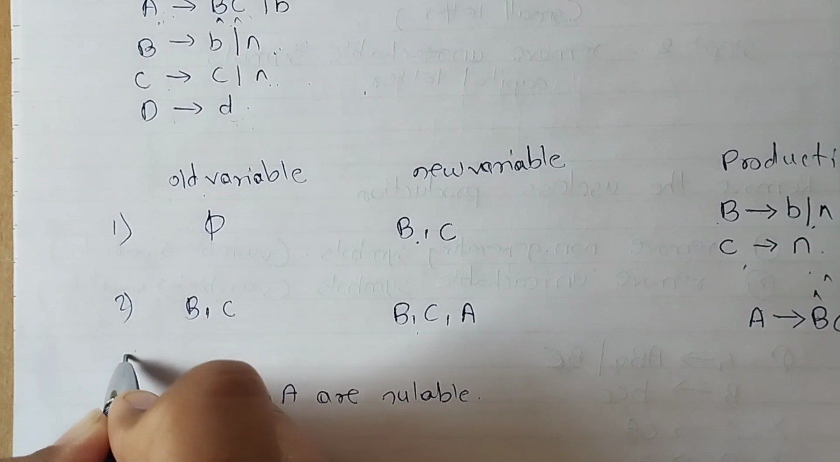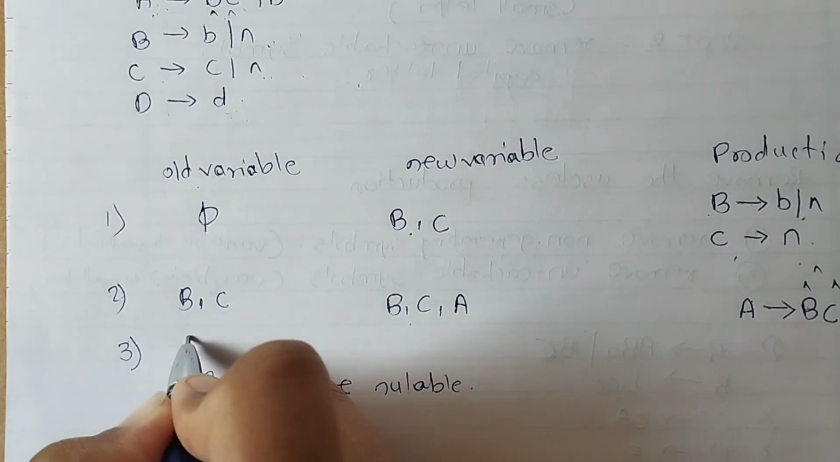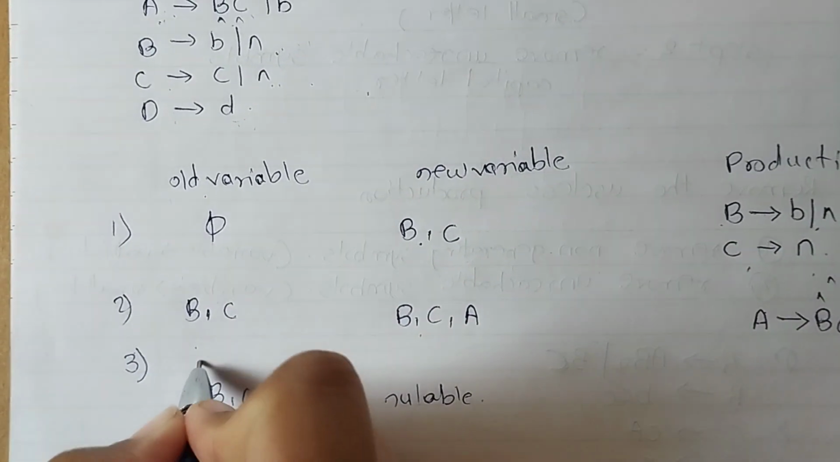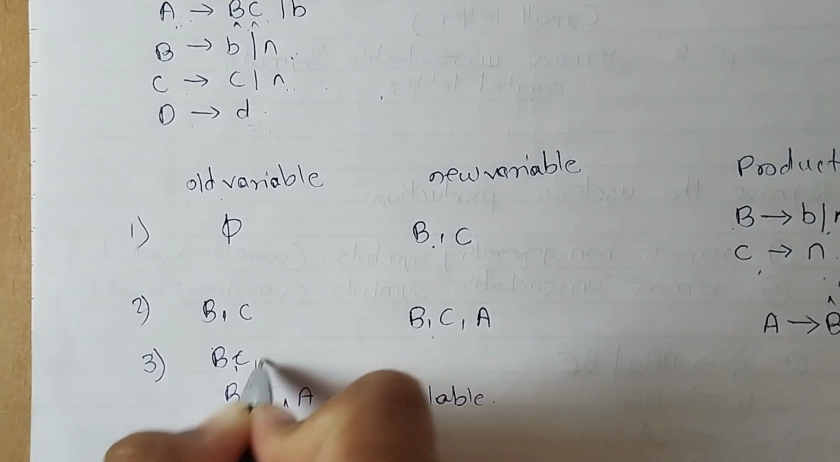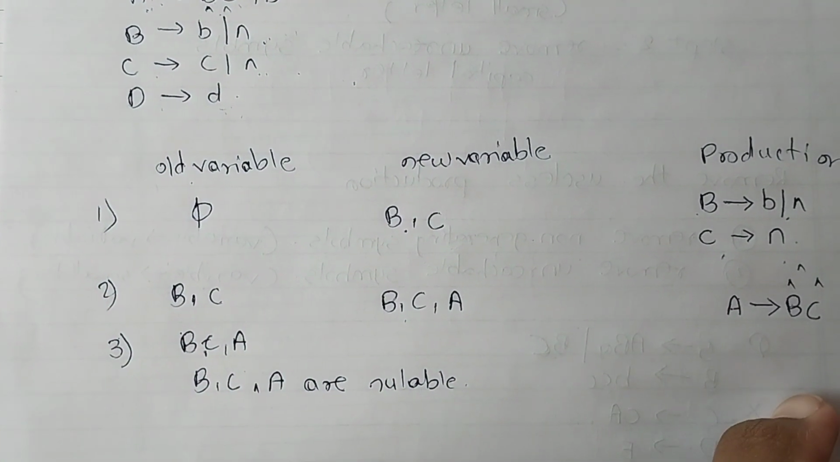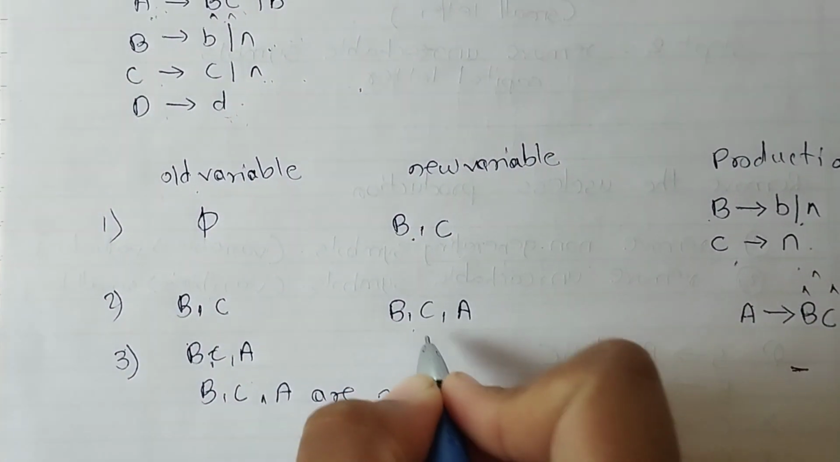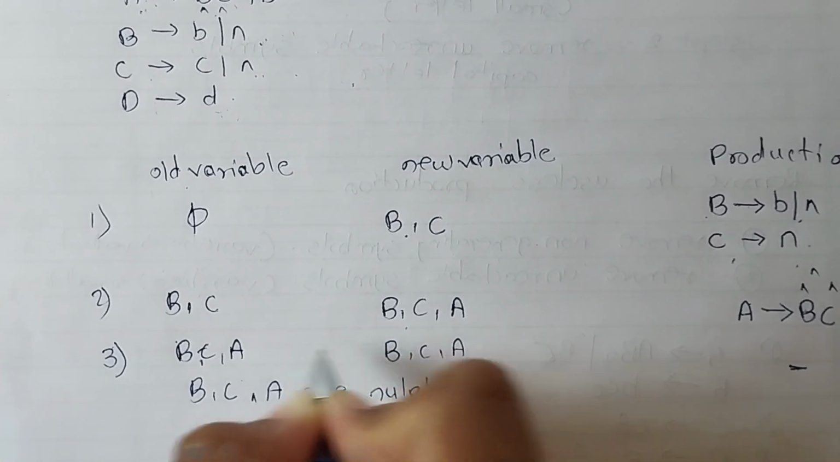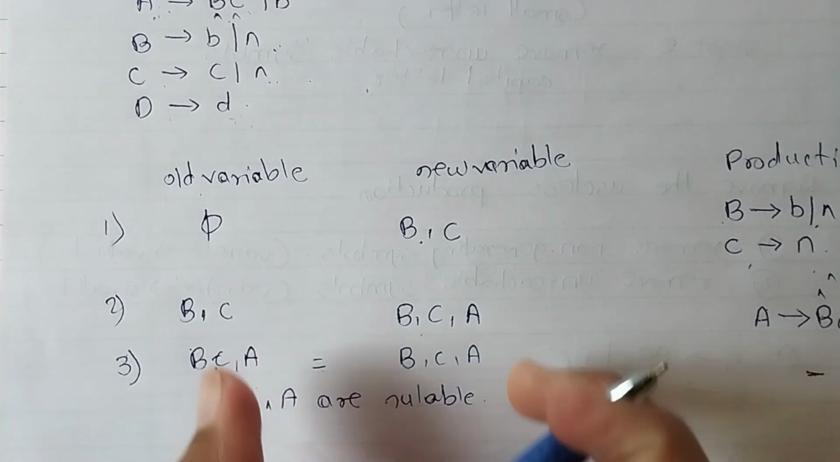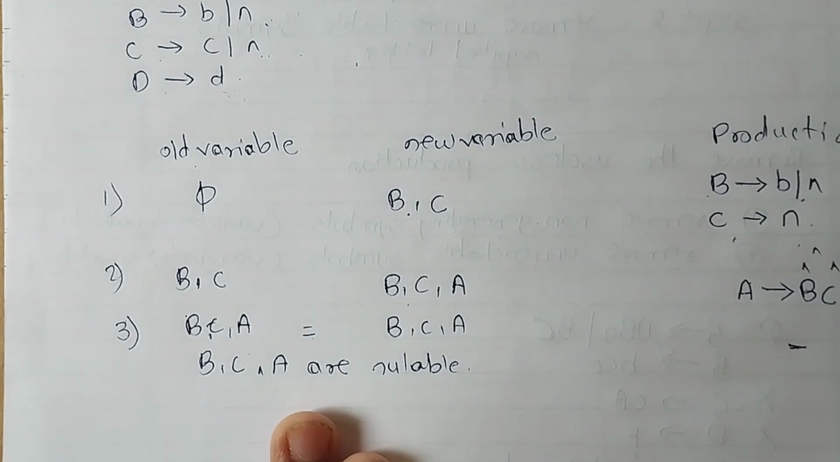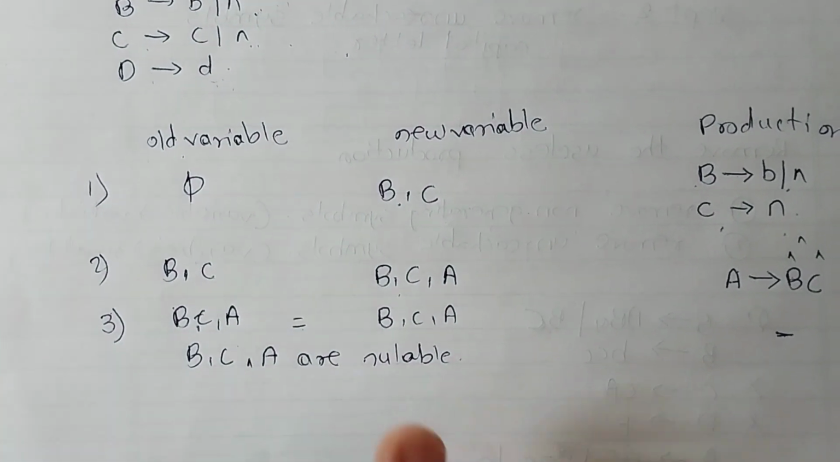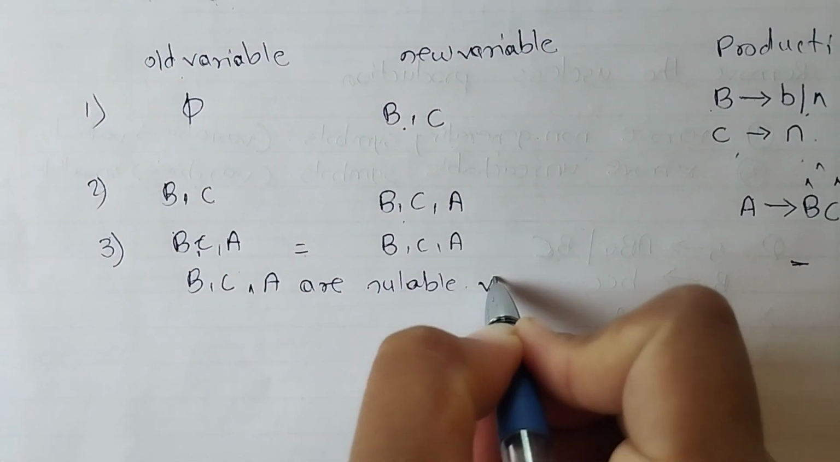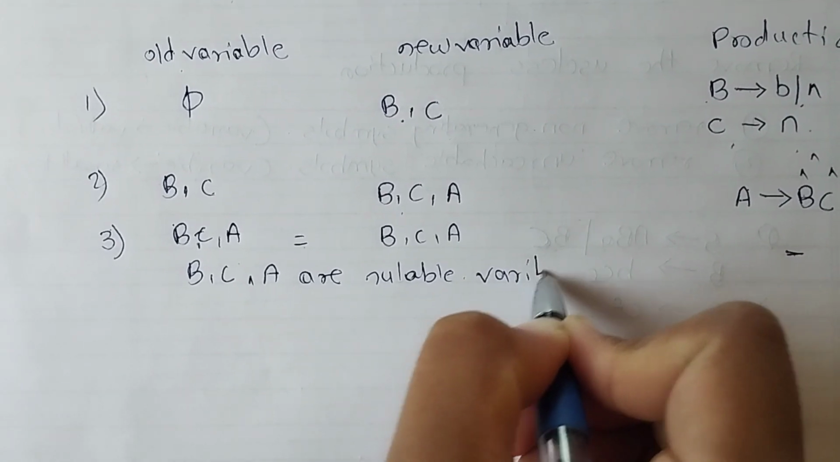Or we can add one more step. Our old variables are B, C and A, and now there is no further production here. So the new variables are also B, C, A. So B, C, A and B, C, A are equal. That's why we say that A, B, C are our nullable variables.